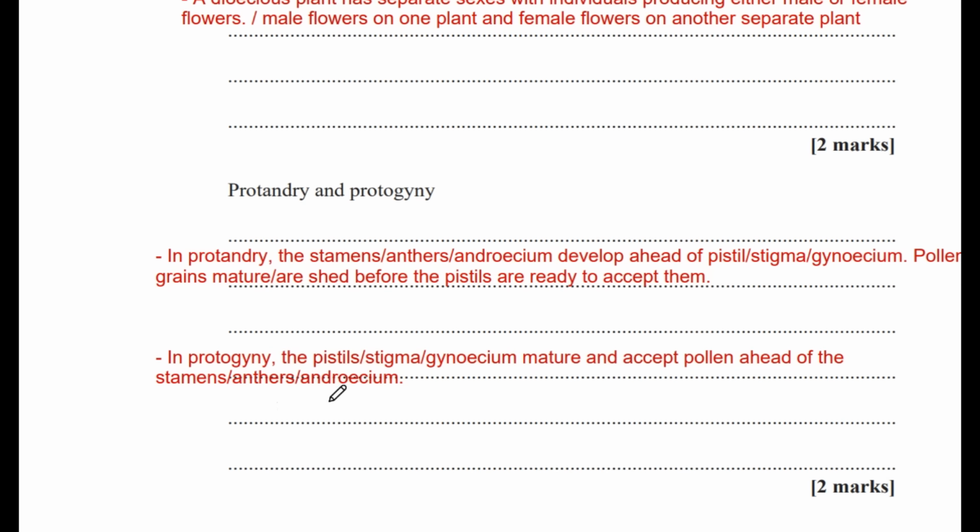So what happens is that, again, because both of them are active at two different times or two different parts of the year or two different stages of development, they would never be able to self-pollinate. They would always need to cross-pollinate. And again, this ensures the widening of the gene pool and diversity.